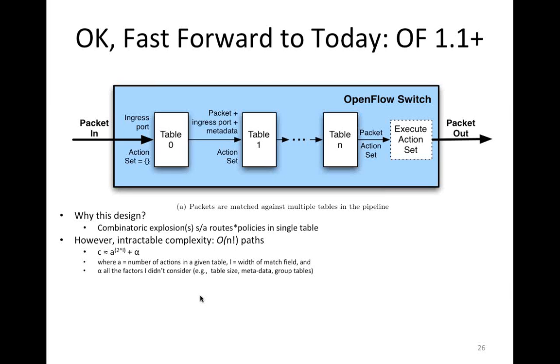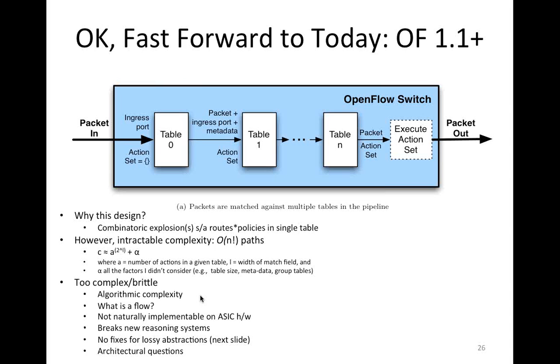But for each of those 2 to the L possibilities, there's some number of actions. So now you're starting to have a constant that looks like 2 to the L as an exponent of the number of actions you have, plus a bunch of other stuff that I couldn't figure out, like table sizes are different, there's metadata, there's group tables. It's very complicated. So you're not going to see this implemented in hardware this way anyway. At the end of it, this thing is too complex and too brittle.